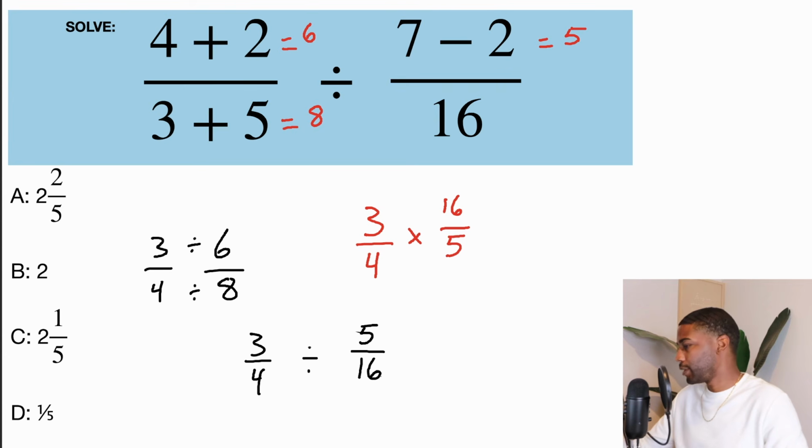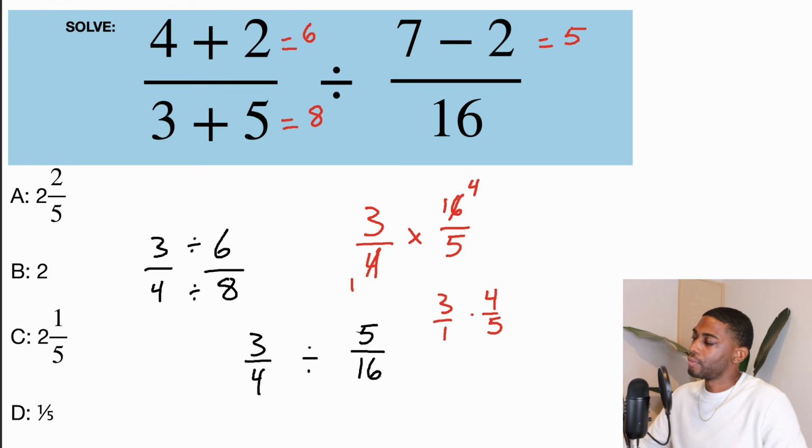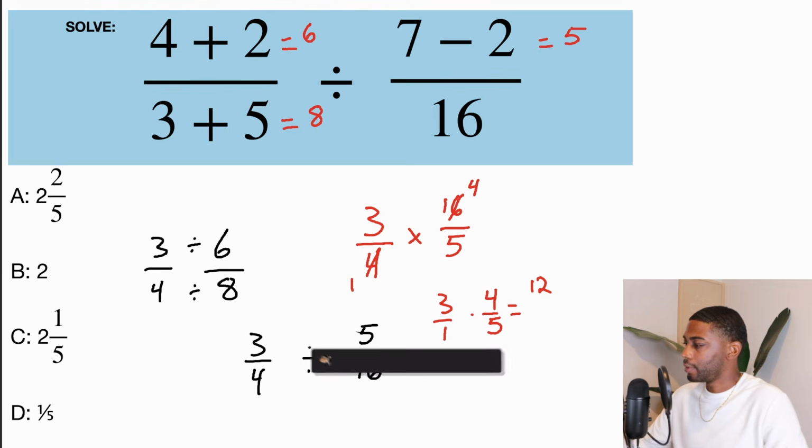We can see that we can cross simplify the 4 and the 16 by using 4 itself. So 4 goes into 4 a total of 1 time. 4 goes into 16 a total of 4 times. Right? So now we have 3 over 1 times 4 over 5. 3 times 4 is 12, and 1 times 5 is 5.